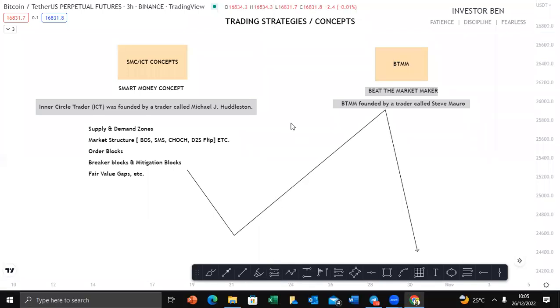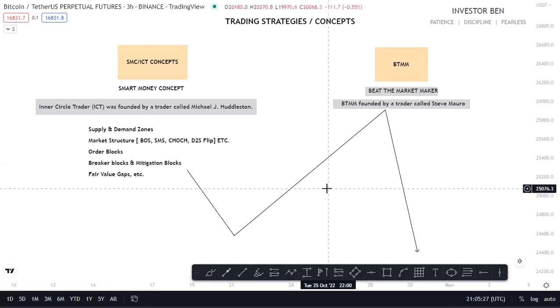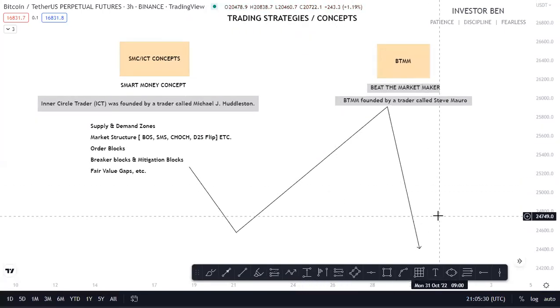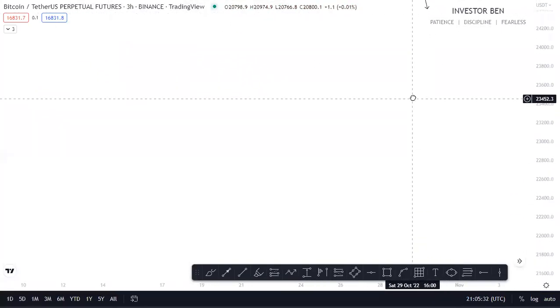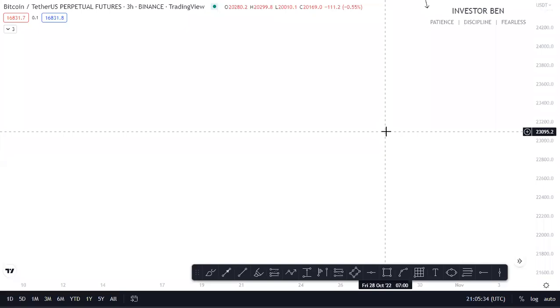Does it work on synthetic trading? I haven't tried synthetic indices. Yeah, I haven't tried that. I haven't tried trading the synthetic markets.